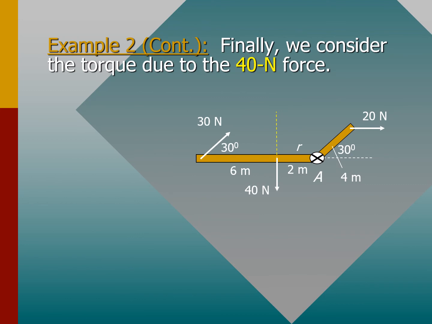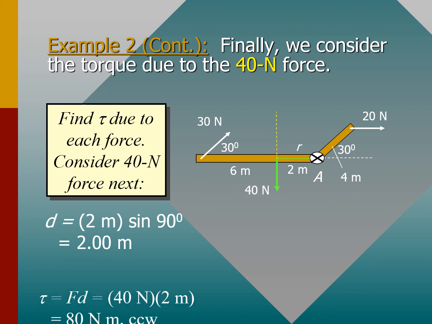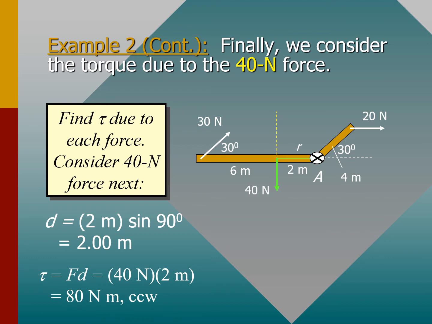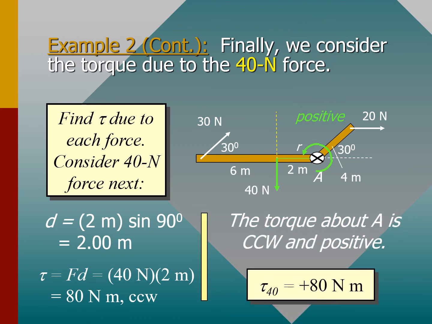Now if we consider the torque due to the 40 Newton force, that is going to be 2 meters times sine 90 degrees. Sine 90 is 1, so it's 2 times 1, which is 2 meters, times the force of 40 Newtons is 80 Newton meters. Counterclockwise, so it's positive.